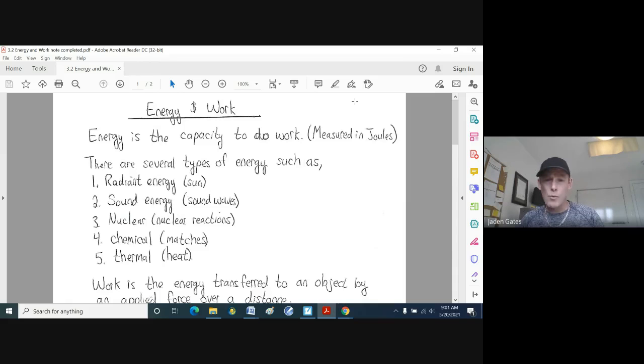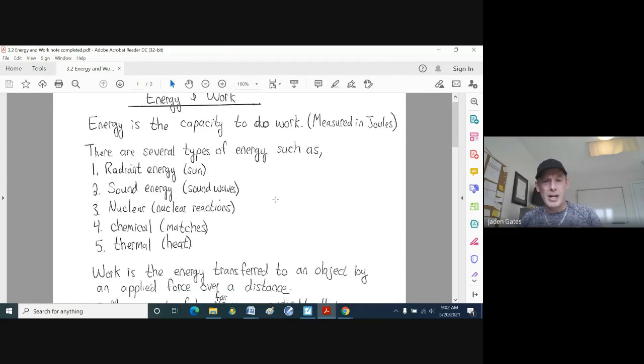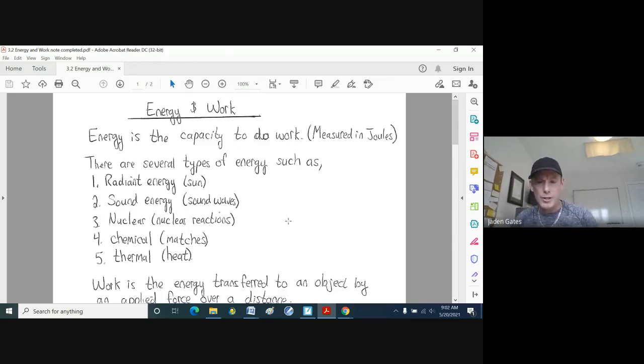Now, there's several types of energy, such as radiant energy, which is the sun, nice heat. Sound energy, sound waves. Of course, nuclear energy, nuclear reactions happen. Chemical energy, like a set of matches. Thermal energy, it's heat. A lot of these we're going to look into. Some of them we are, some of them we're not. But again, there's going to be a little project in our next unit where you can investigate some of these forms of energy. But for us, we're going to focus in on a few different types of energy.